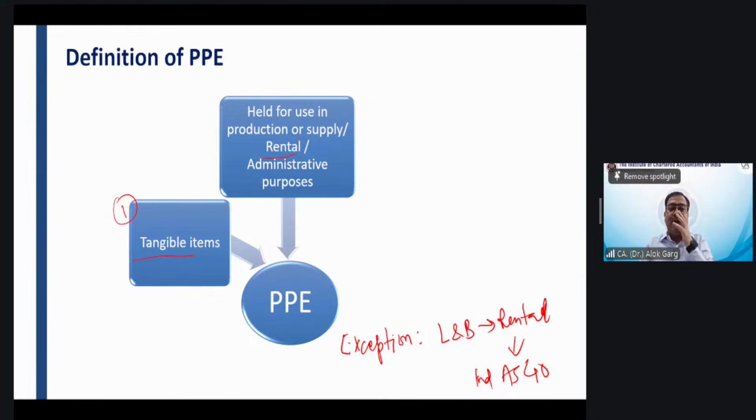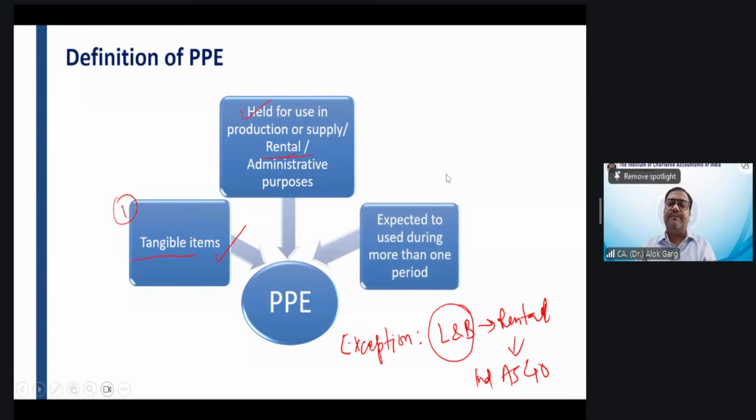Of course, you are absolutely right. It is PP&E. Why is it PP&E? It is a tangible item which is held for giving on a rental basis. The exception is only about land and building. The exception is not on the items other than land and building. I hope it is clear to each and every one of you. Sai Kiran, let me know if you have any question further.